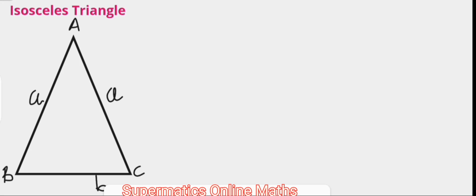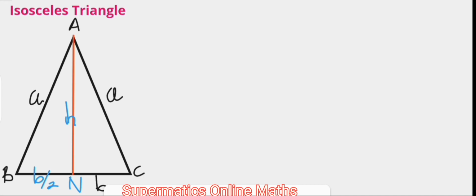What we are going to do next is to draw the altitude AN. Now the altitude AN divides the base B into two equal halves. So we have BN equal to B over 2. And we're going to call the altitude H, which is also the height of the triangle.